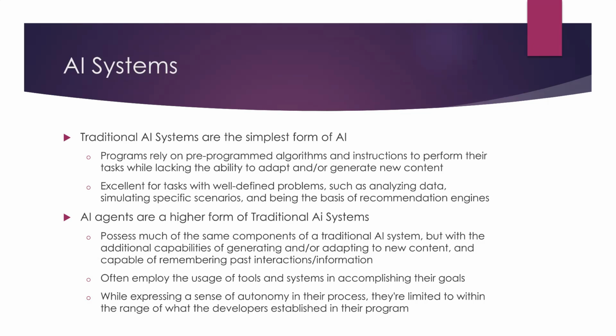AI agents are thus a higher form of traditional AI systems. They possess much of the same components of a traditional AI system, but with the additional capabilities of generating and/or adapting to new content and remembering past interactions/information. They often employ tools and systems in accomplishing their goals. While they do express a sense of autonomy in their process, they're limited to within the range of what the developers established in their programs.